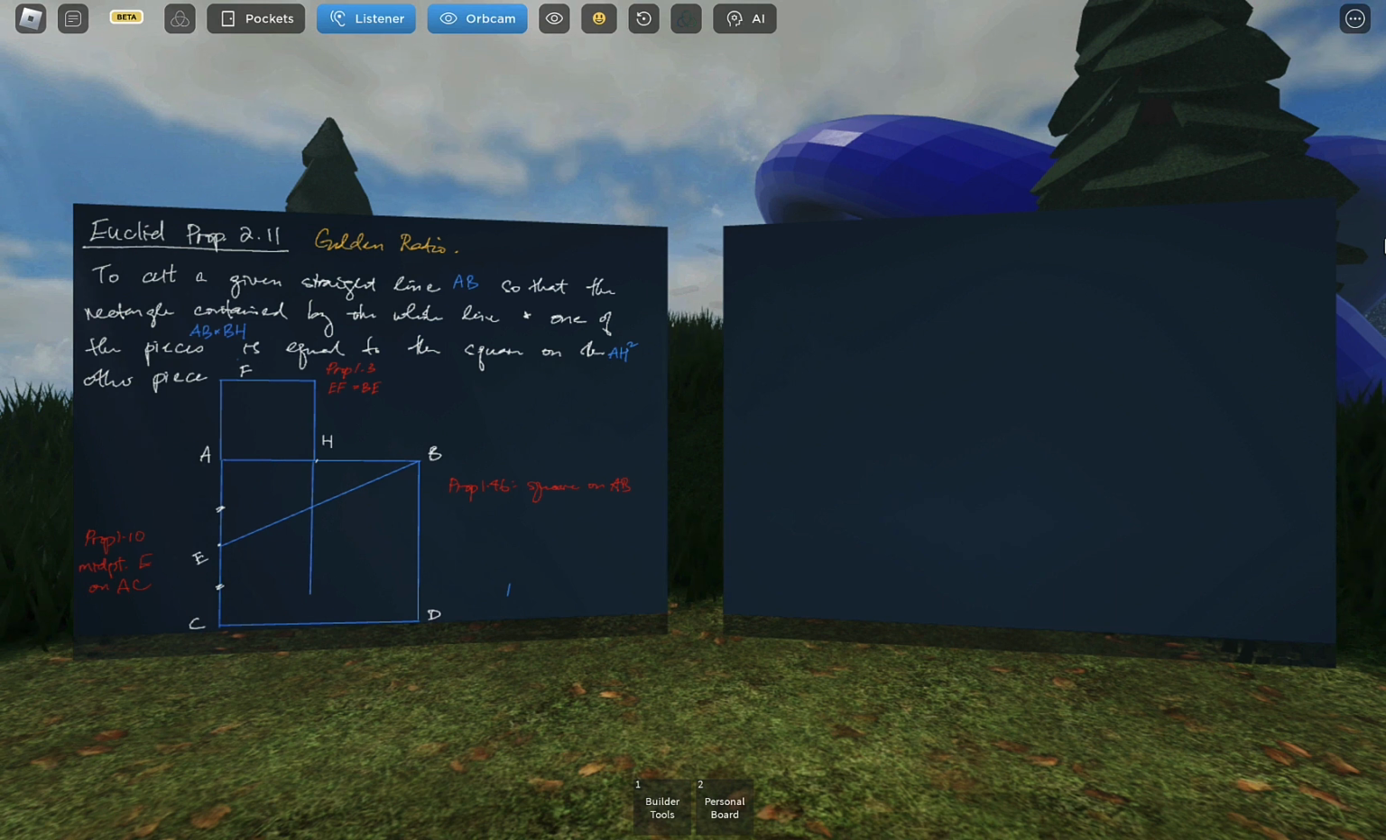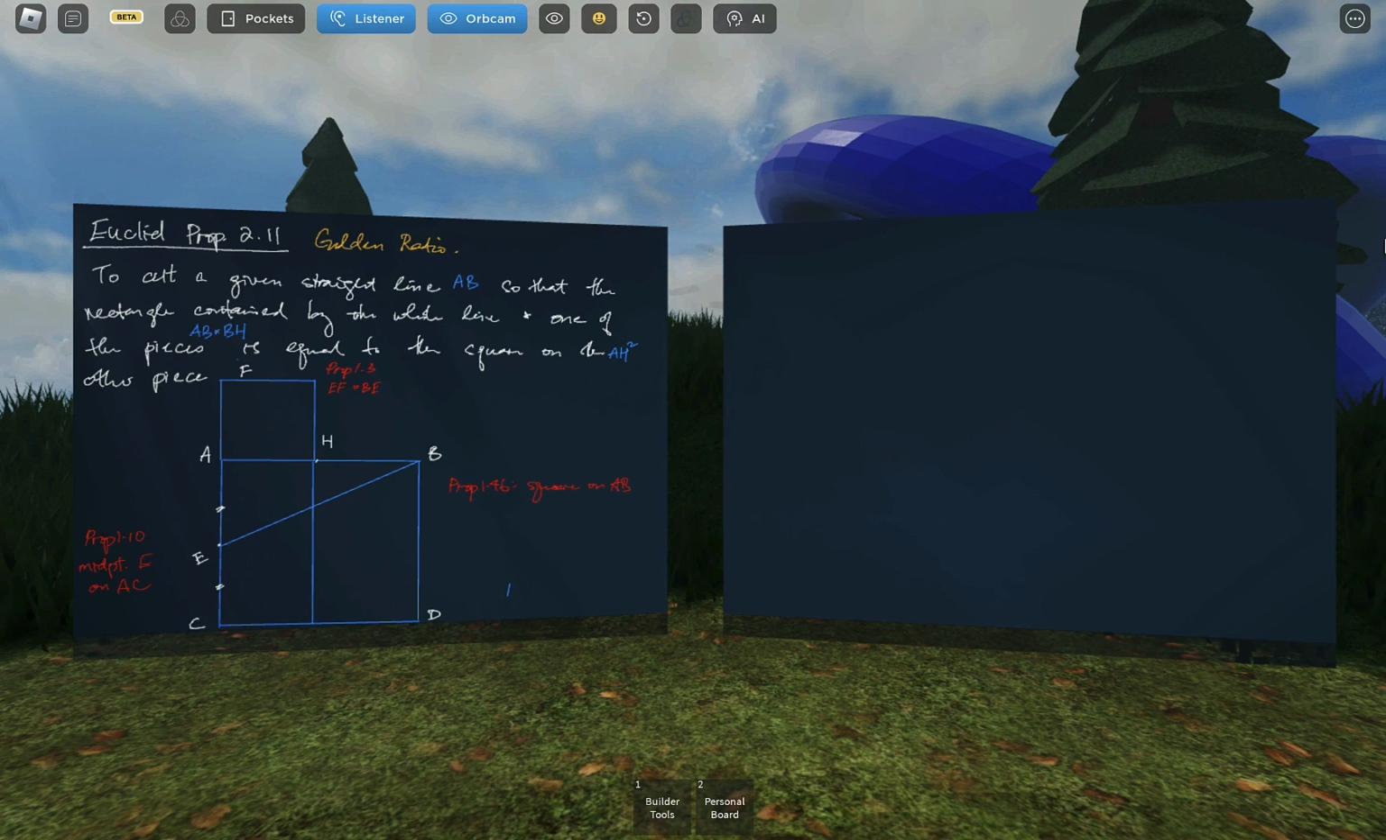Wait, why does that meet H? Oh, I've done this kind of backwards, right? H is as yet to be determined, right? So I wait. No, drew it on the... Oh, I see. Okay. Wait. Oh, so to cut a given straight line. Okay, so now we define H to be where that is. All right. I was slightly confused when I read it as well.